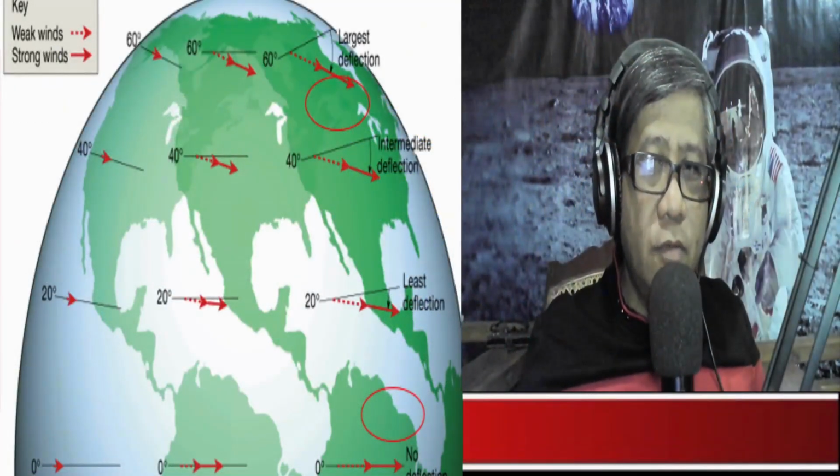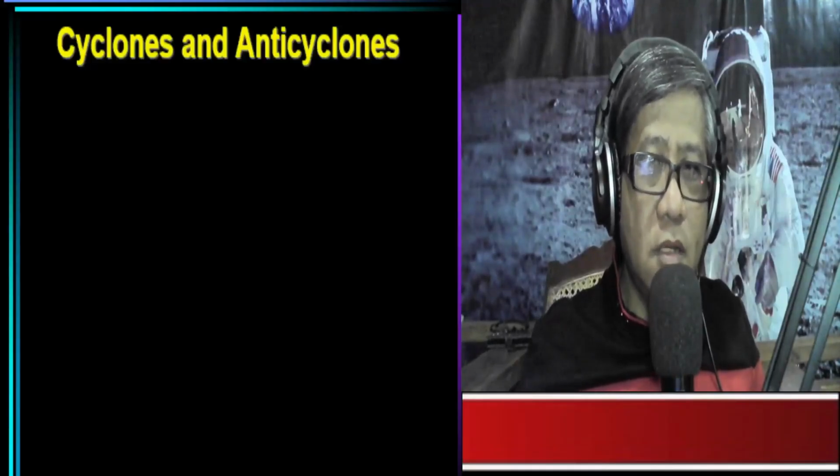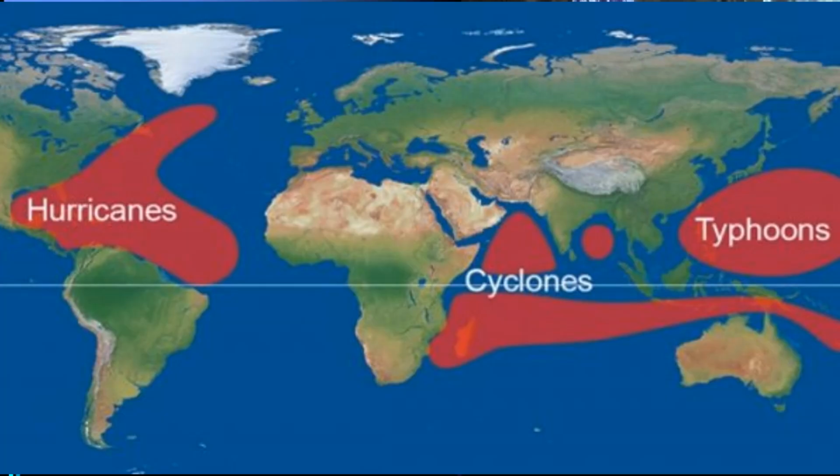Alright, so let us now differentiate between cyclones and anticyclones. Now, we usually associate cyclones with typhoons. Here in the Philippines, we call them typhoons, and in the United States, they call them hurricanes. Now, what are cyclones anyway?